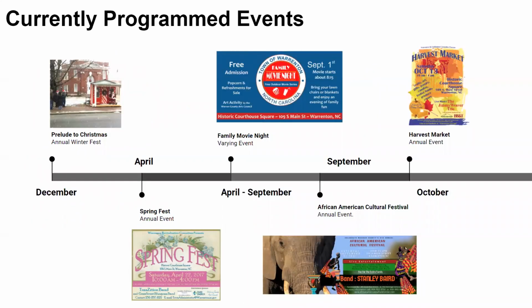So here are some currently programmed events coming through the year. In December, they had the Prelude to Christmas Festival. In April, there's a Spring Festival. Through April and December, when it's nice enough, they have programmed movie events. In September, there's an African American Cultural Festival. And in October, there's a Harvest Market. So it's already actively being used and also becoming more expressive of the diversity of the community that exists there. It's already beginning to happen. But very much this space functions as Warrenton's downtown public park.